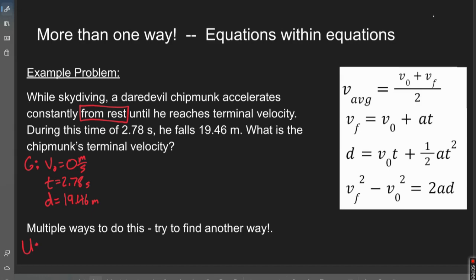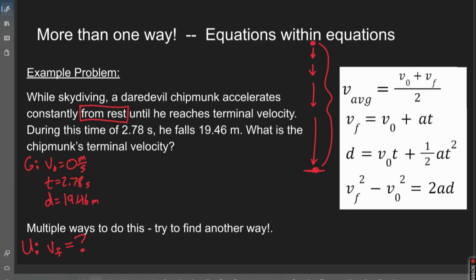This one is a little less clear, but terminal velocity, right? Our chipmunk starts out at rest and then falls a little bit, and then a little bit more, and then a little bit more, until he reaches terminal velocity, some 19.46 meters farther down. That means we are looking for his final velocity just for this little piece of time that we're interested in, the one down there. So our unknown is V final.